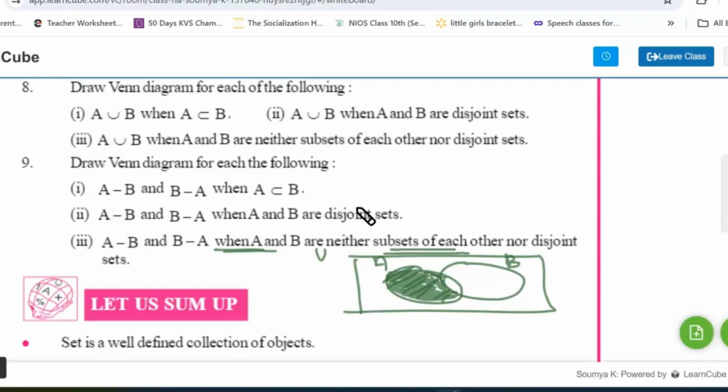Okay. Next one is B minus A. Similarly, B is included. Remove the A portion. So this yellow region will give you the answer for B without the A portion. So this complete yellow region gives you the answer for B minus A.